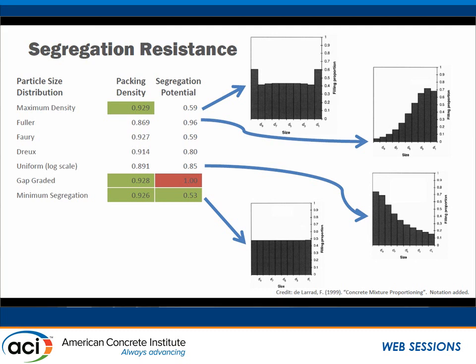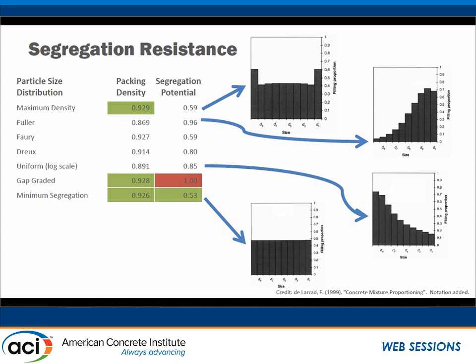The gap grading was almost identical to the maximum density. You have very good packing from a gap graded mix. And in fact, if you test in concrete, there's other results by other researchers that show that a gap graded mix will give you low viscosity, high packing density, but it also gives the highest segregation potential. So it does work well for rheology, but it's not the best for overall concrete performance when we consider segregation.